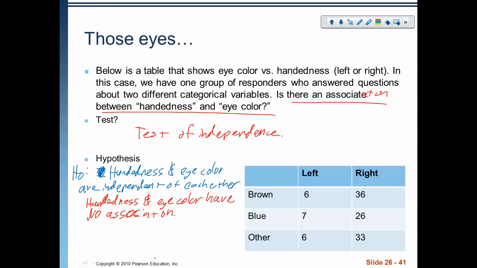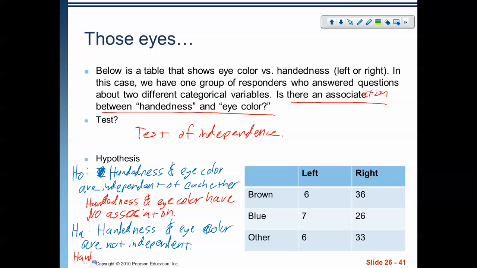I know we're very used to writing our null hypothesis as a statement of equality. The statement of equality is that they are independent of each other. But if we're stating that in terms of association, it means that handedness and eye color have no association. And then your alternative hypothesis is just the opposite of that: handedness and eye color are not independent.